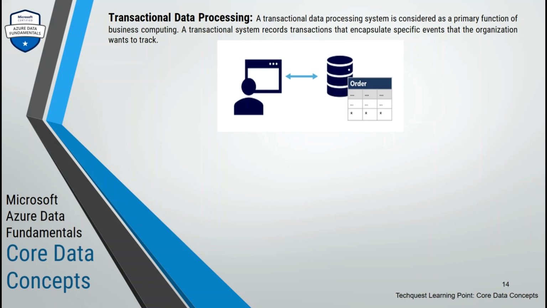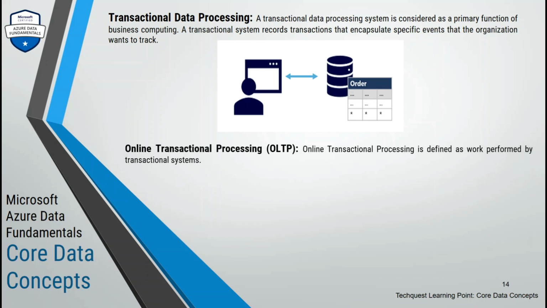Transactional systems are often high volume, sometimes handling many millions of transactions in a single day. The data being processed has to be accessible very quickly. The work performed by transactional systems is often referred to as online transactional processing (OLTP). Online transactional processing is defined as work performed by transactional systems.